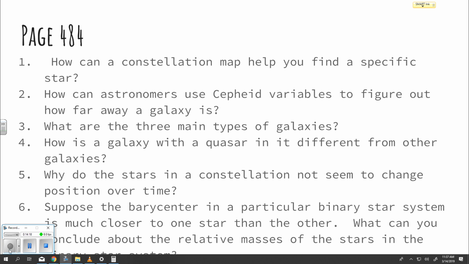Question number 4. Answer can again be found on page 483. They have very bright centers. Question number 5. Answer can be found on page 481. Because they are extremely far away.